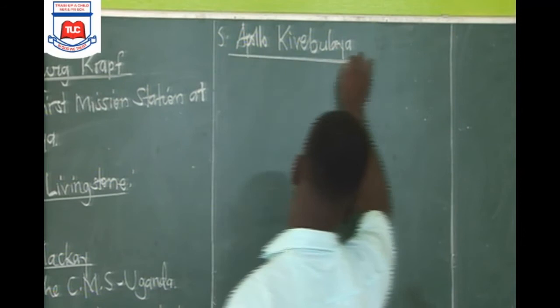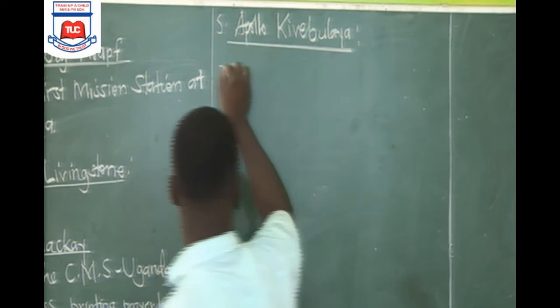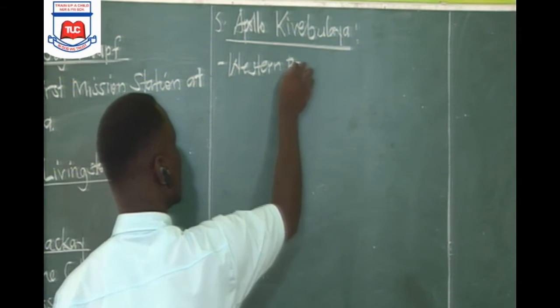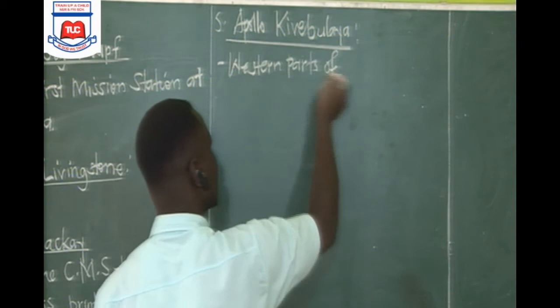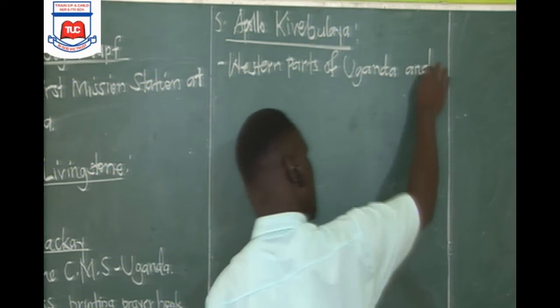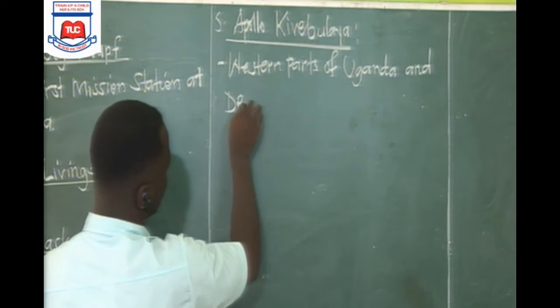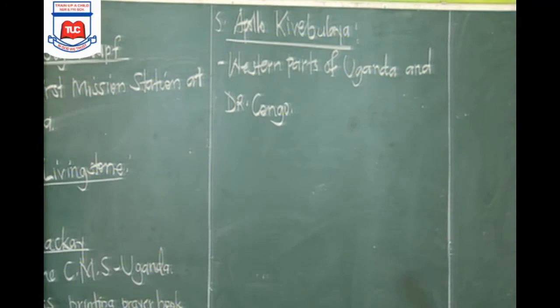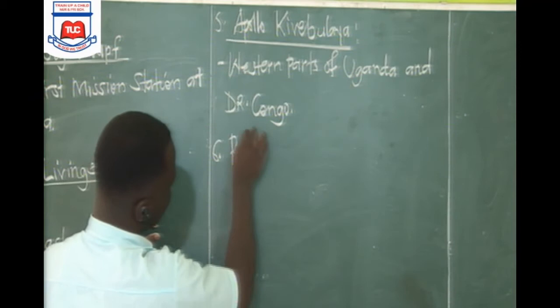Now, Apollo Chivebulaya, this one we have preaching Christianity towards the western part of Uganda. He preached Christianity in the western parts of Uganda, and also entered beyond Uganda to some parts of Congo. So we are going to add here DR Congo. That is the contribution of Apollo Chivebulaya. He preached Christianity in the western parts of Uganda and also entered some eastern parts of the Democratic Republic of Congo.